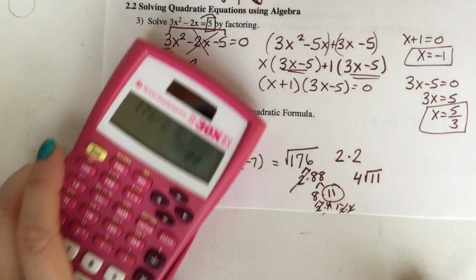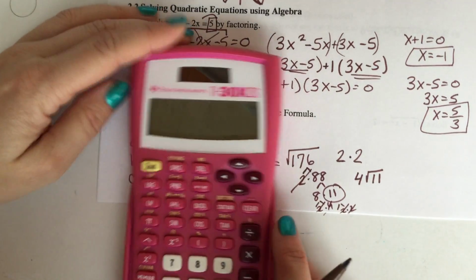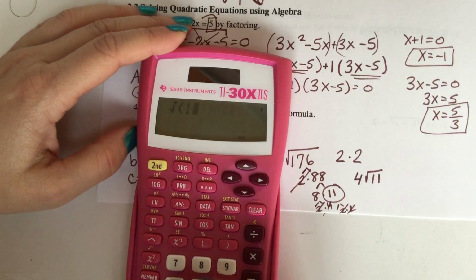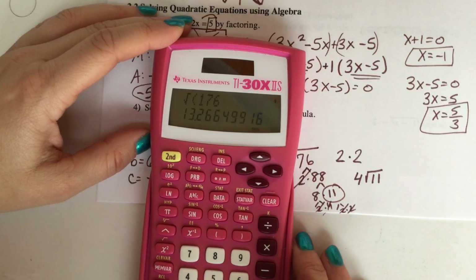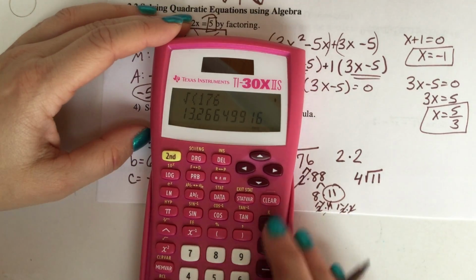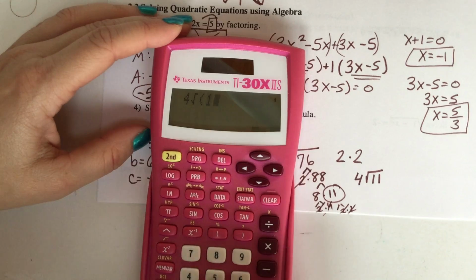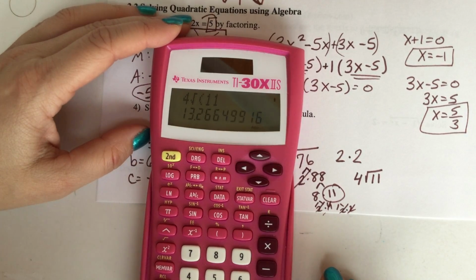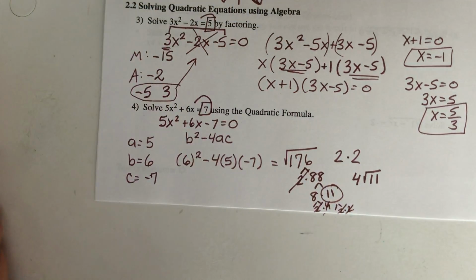And let's say you're ever wondering if you did that correctly. What I could do is take the square root of 176, which is 13.266, okay? If I take 4 times the square root of 11, it's 13.266. So we did get the same thing. That's just one way that you can check your solution.